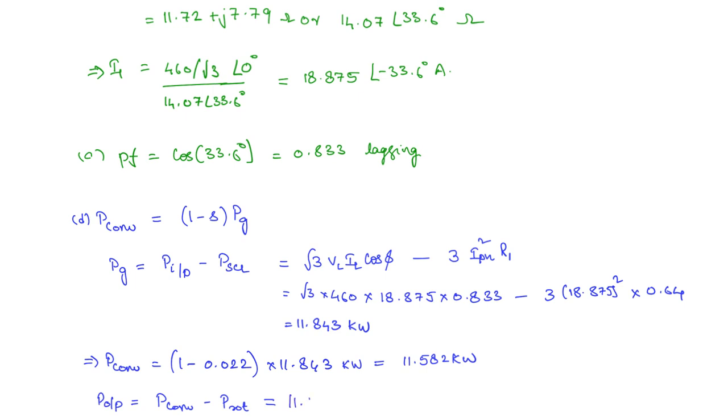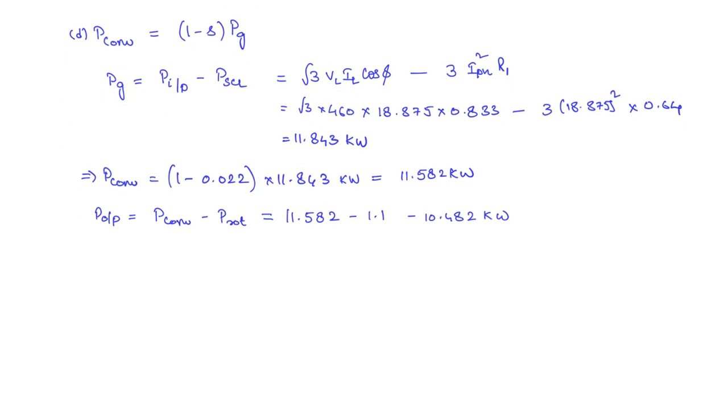The rotational losses are given already in the question, 1.1 kilowatt. Remember the units, you have to be very careful. You are taking kilowatts here, so 1100 watts you have to convert into kilowatt. These are some silly mistakes that you often make. So you are going to get 10.482 kilowatt.